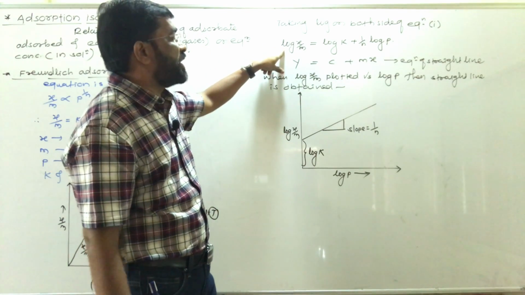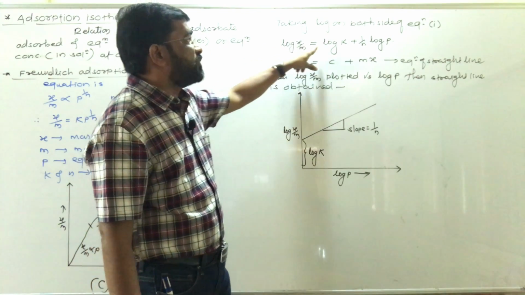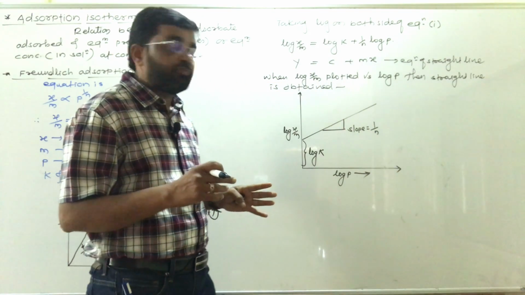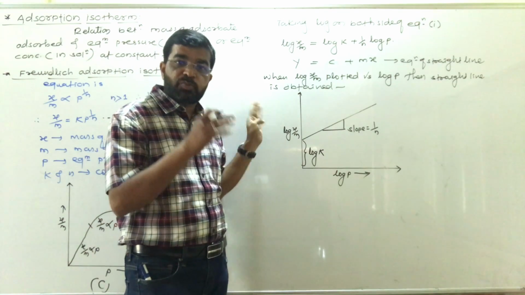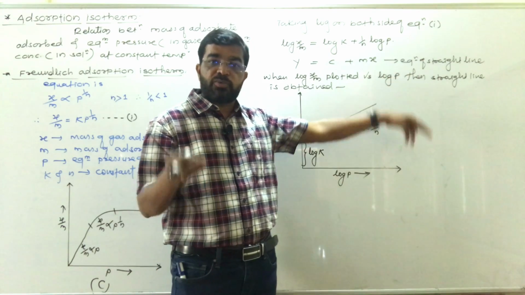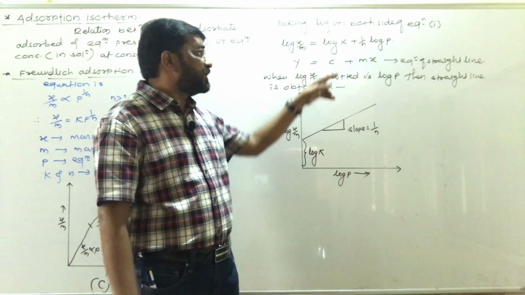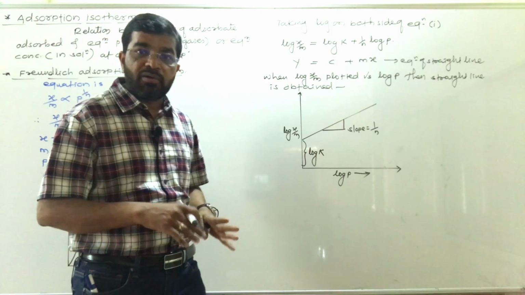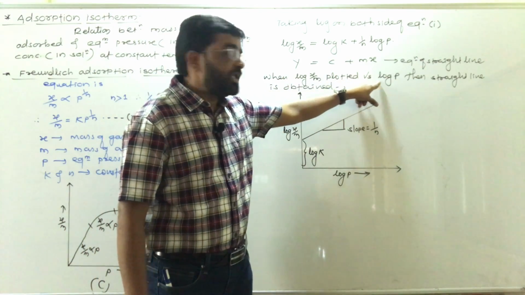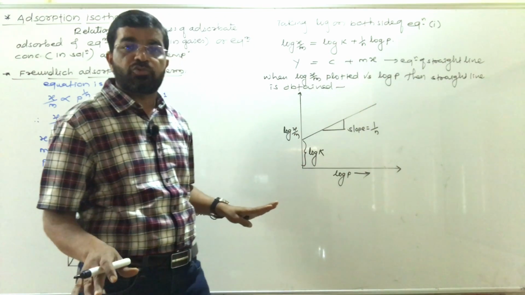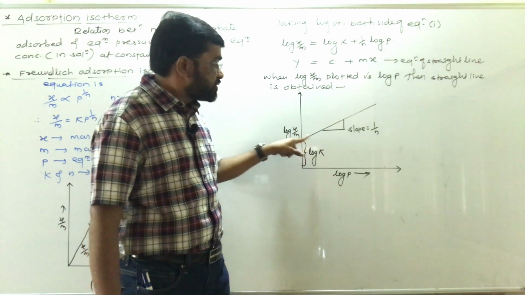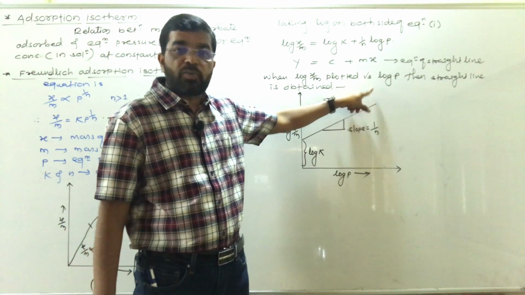In this equation we have studied, log x by m is equal to log k plus 1 by n into log p. This is the equation of the y is equal to mx plus c type, which is nothing but the equation of a straight line. So confirm whether this equation is of a straight line or not. How will you confirm? Plot log x by m versus log p, then you will get a straight line which does not pass through origin.